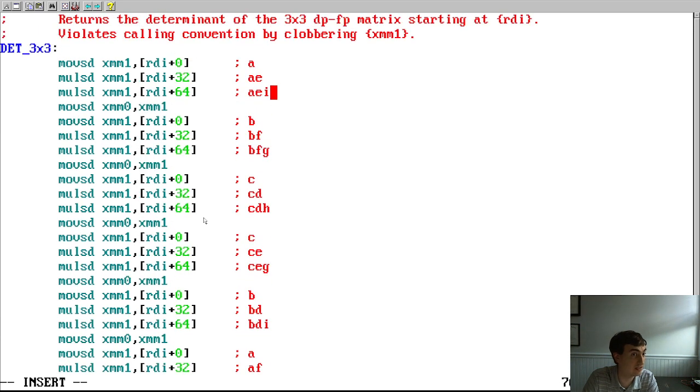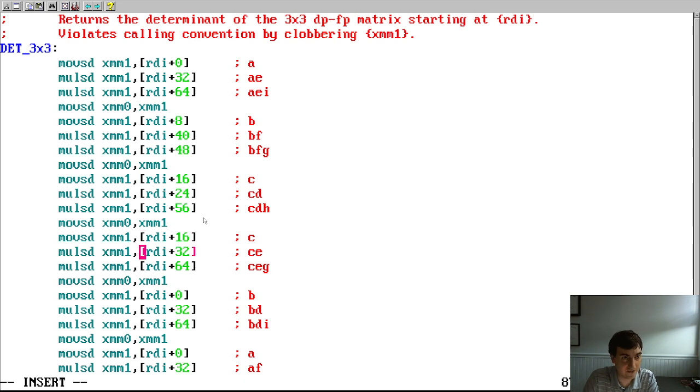Now we have to adjust these instructions because they don't match anymore. So first, let's adjust the offsets. So the offset to element B is not 0, it's 8. Then offset to F is 40. Offset to G is 48. Offset to C was 16, I guess? Offset to D was going to be 24 based off of that. And then H, it looks like it's 56. That's one before I. Offset to C again is 16.